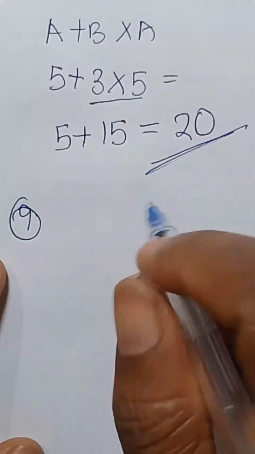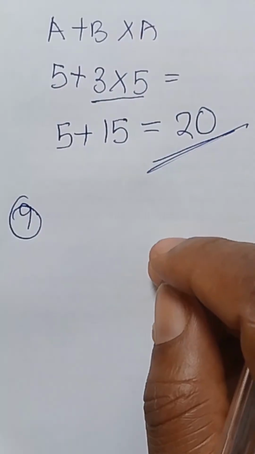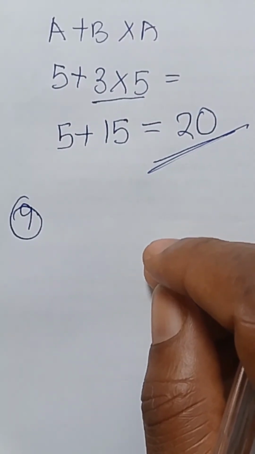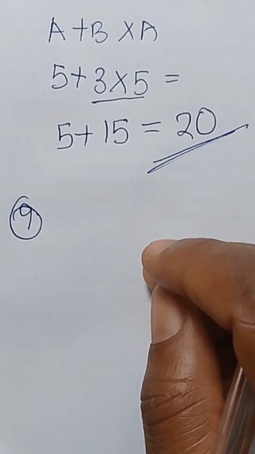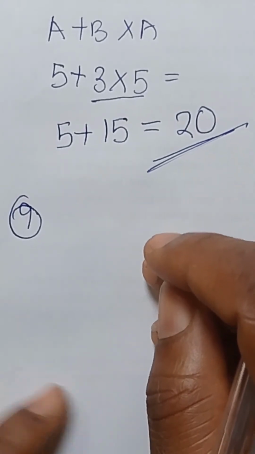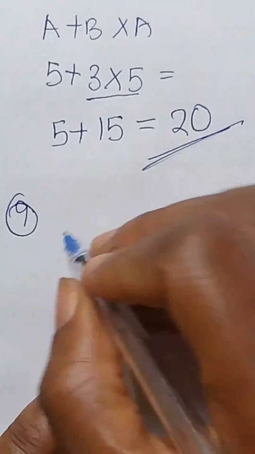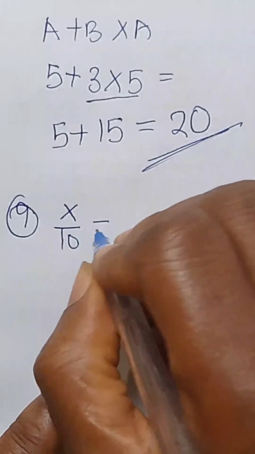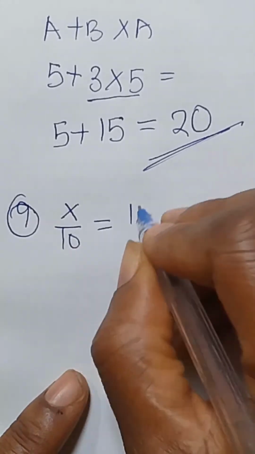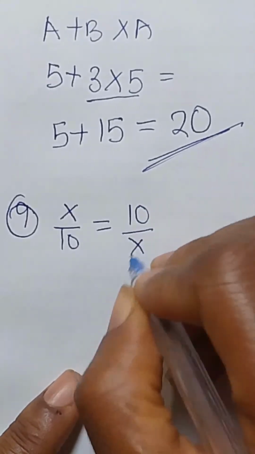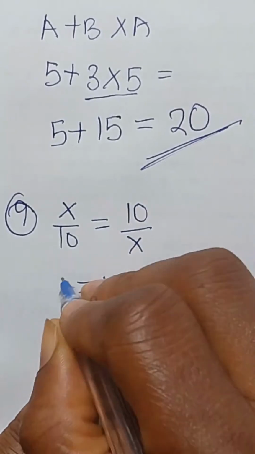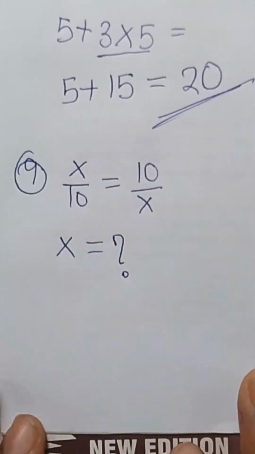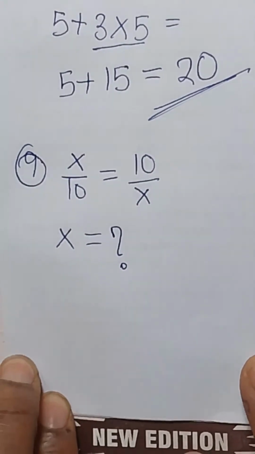All right. So our question number 9, should I do math reasoning or should I just keep solving? Okay, let's solve ordinary maths. On a good day, we'll do math reasoning. Let me just do simple math. We have x over 10 is equal to 10 over x, and we are asked to find x. So find x. Let's solve this.